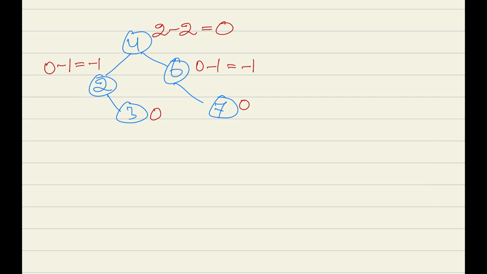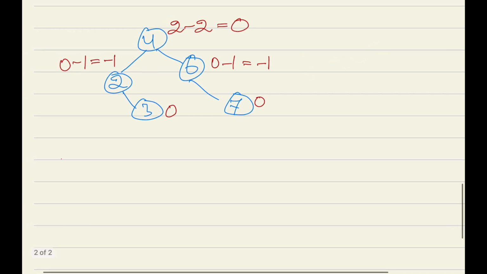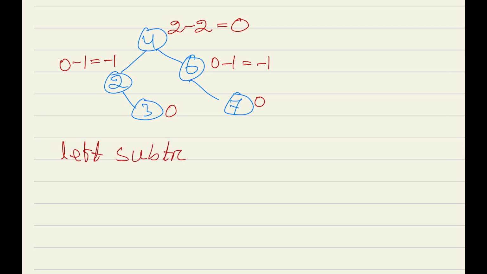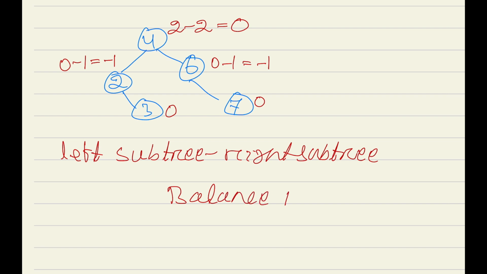Here you can observe that the difference of left subtree minus right subtree is at most 1 in magnitude. So we can say this is an AVL tree, and this value we can write like this: height of left subtree minus height of right subtree is nothing but the balance factor. So these values like 0, -1, 0, -1, 0 are the balance factors.